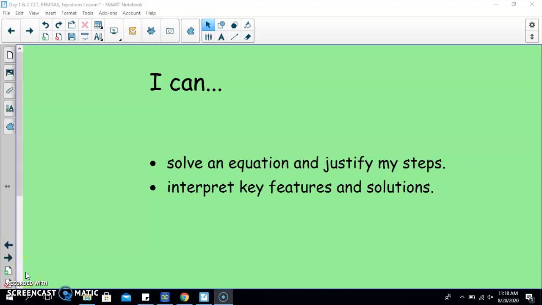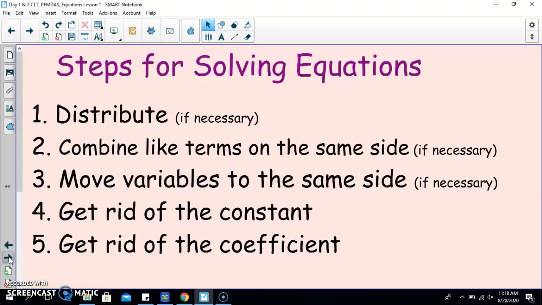For the second part of solving equations, we're going to work on equations that have variables on both sides. But first, let's review our steps for solving equations. The first thing we want to look to do is distribute if necessary. The second thing we want to do is combine like terms on the same side.